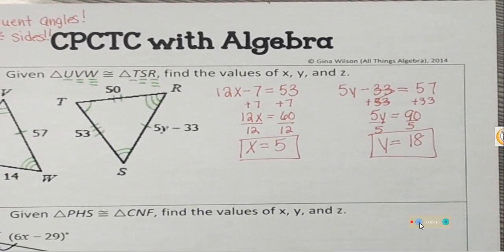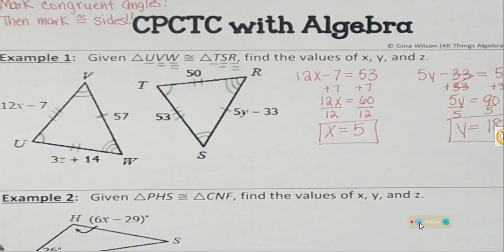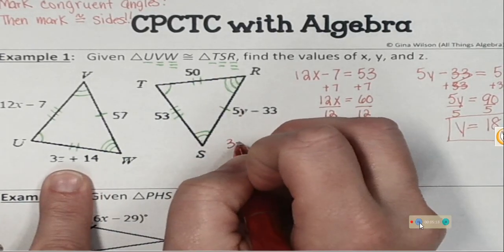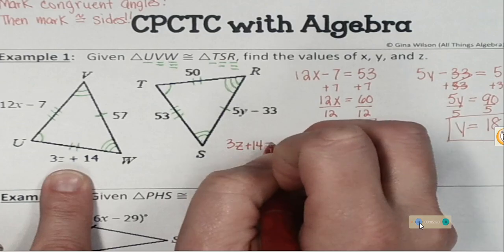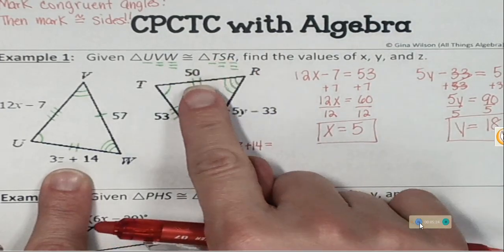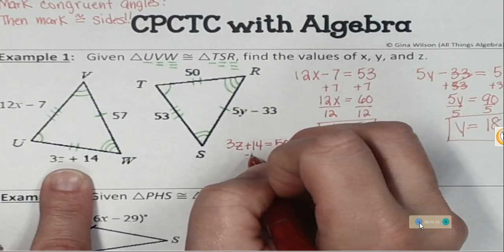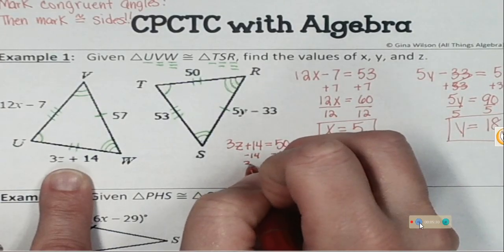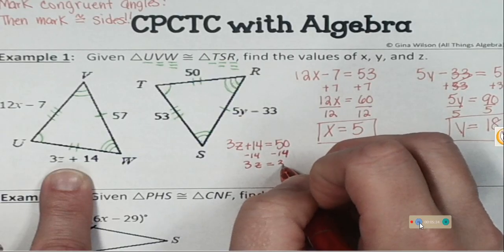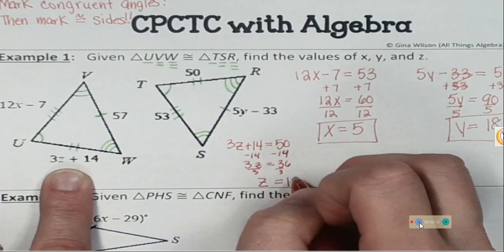The last thing that says is that you need to find z. Look at your triangles. Find every z you've got. That's the only z I've got. So 3z plus 14 has got 2 marks. What is that the same as? It's the same as 2 marks with 50. So I'm going to minus 14 from both sides. 3z equals, that's a 4, 36. And when I divide by 3, my z equals 12.